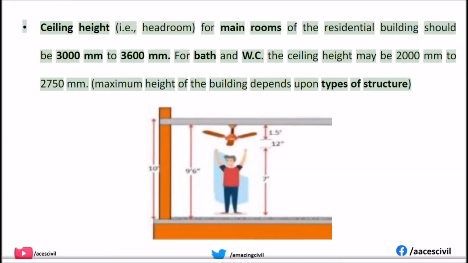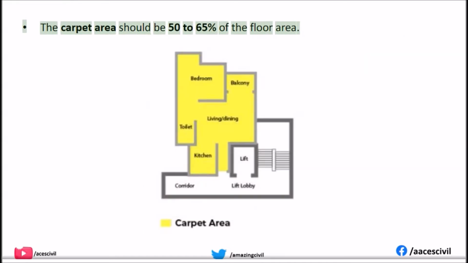Ceiling height, i.e., headroom, for main rooms of the residential building should be 3000 mm to 3600 mm. For bath and WC, the ceiling height may be 2000 mm to 2750 mm. Maximum height of the building depends upon types of structure. The carpet area should be 50 to 65% of the floor area.